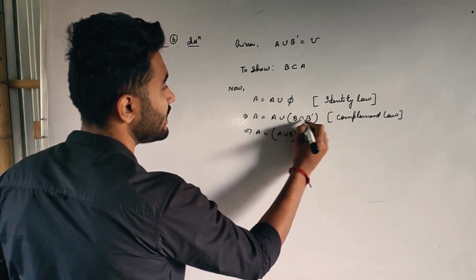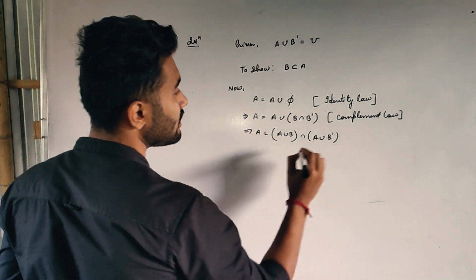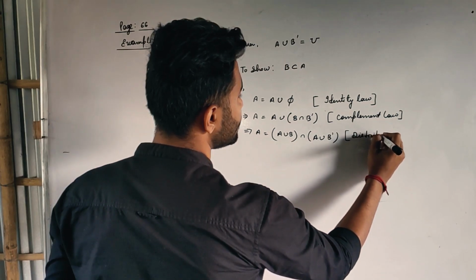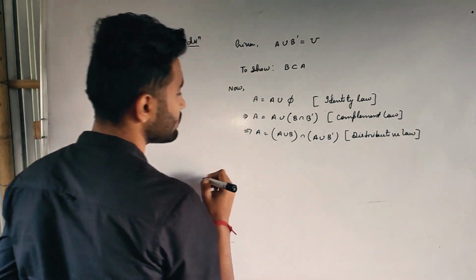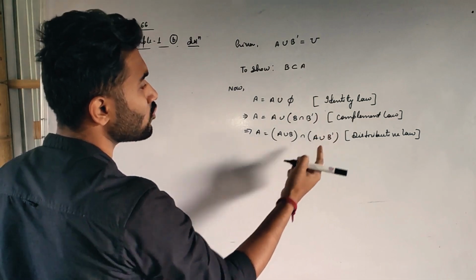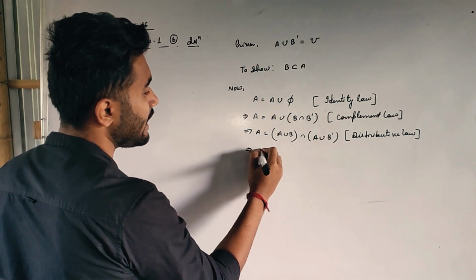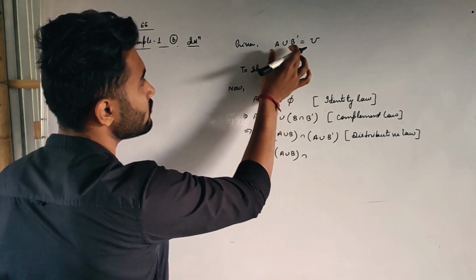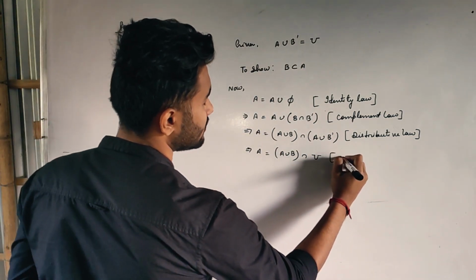Intersection will come out, and then A union B complement, which is the distributive law. It is already matching, so there is no need to use the commutative law, no need to turn it, because it is already matching. So A will be equal to A union B intersection, and what is the value of A union B complement? It is given as the universal set.